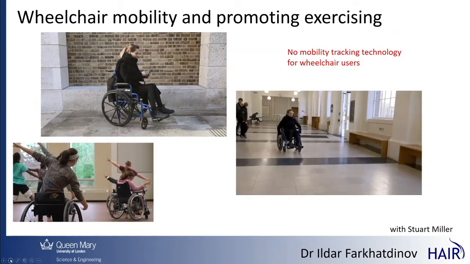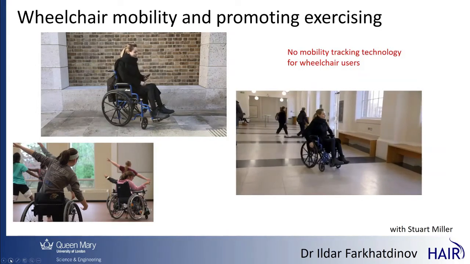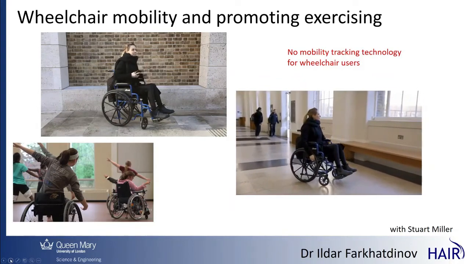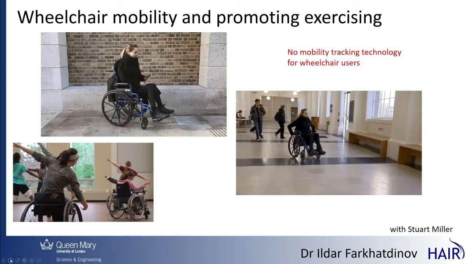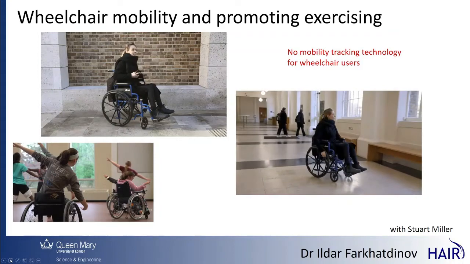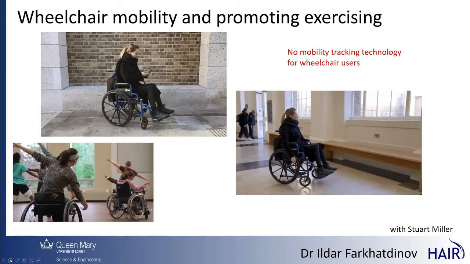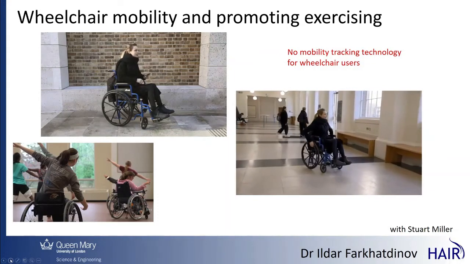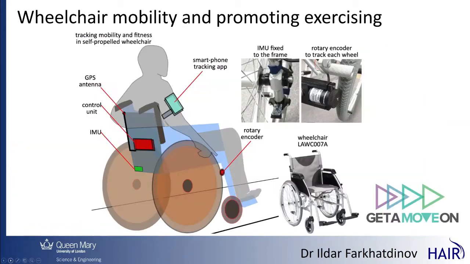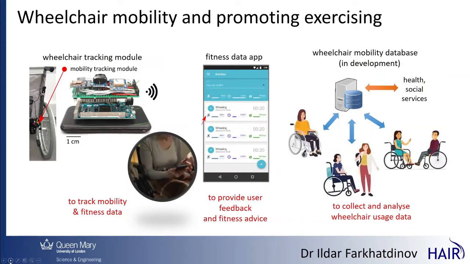In the next project, we explore technology to motivate mobility and exercising among wheelchair users. Regular upper body exercising and mobility is crucial for the health and social well-being of wheelchair users. However, very limited technology exists to support this function. Therefore, we address this problem with colleagues from the Sports and Exercise Center. We have instrumented a manual wheelchair with movement sensors that send the mobility measurements to a specially developed smartphone application. The smartphone application fused the data and provided mobility feedback and exercising recommendations.